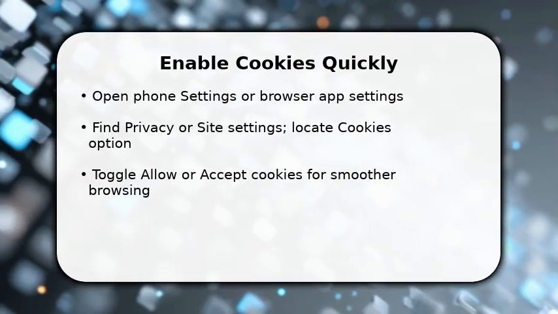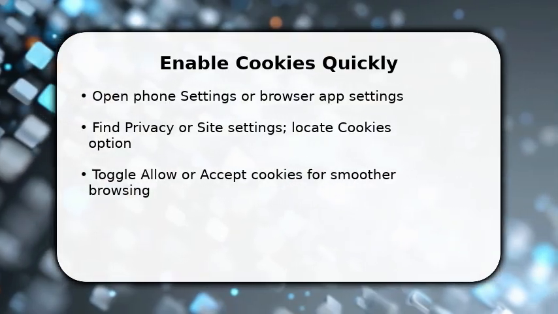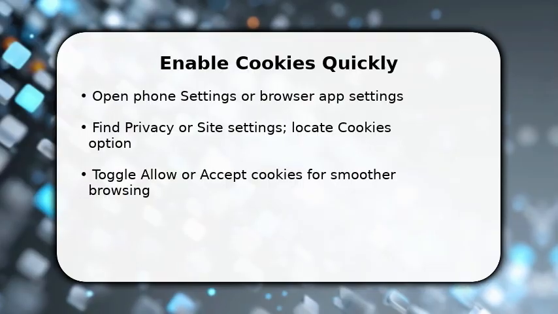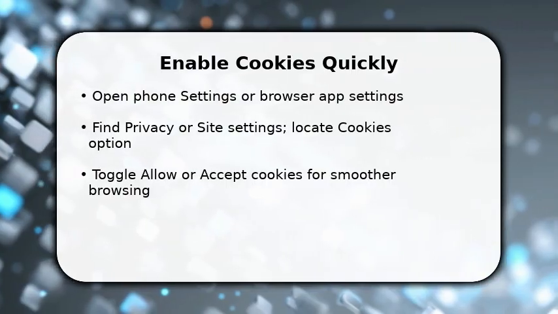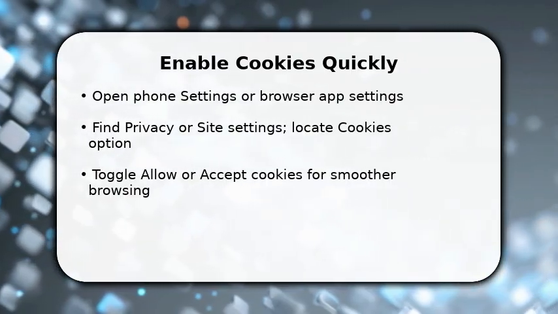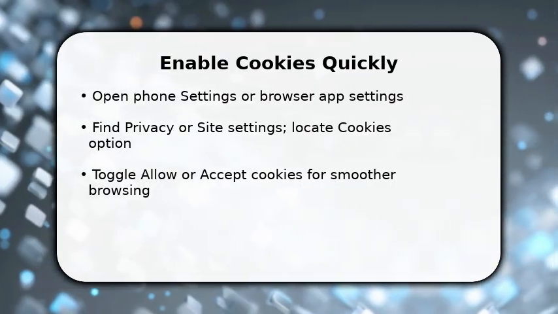You're starting with just enough setup. Open your phone's browser app or device settings and go straight to privacy or site settings. Once there, find cookies and choose Allow or Accept to enable basic storage. This lets websites remember logins and preferences so pages load faster and forms autofill.